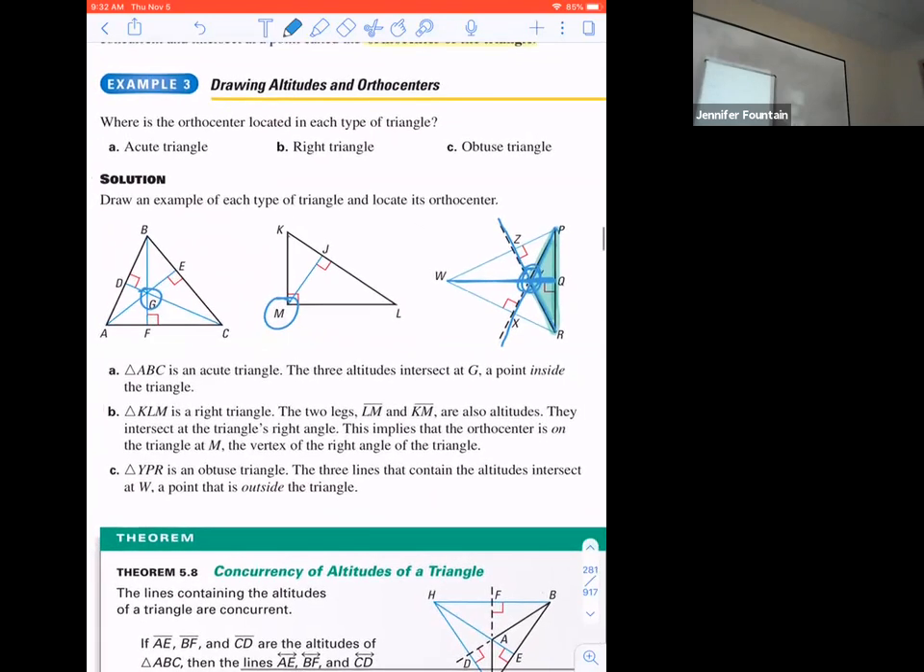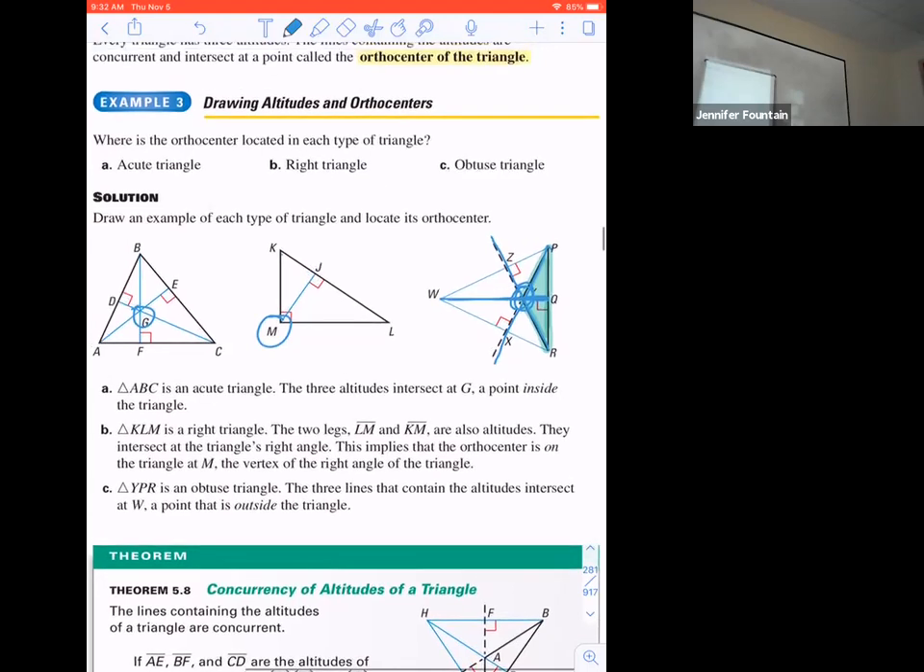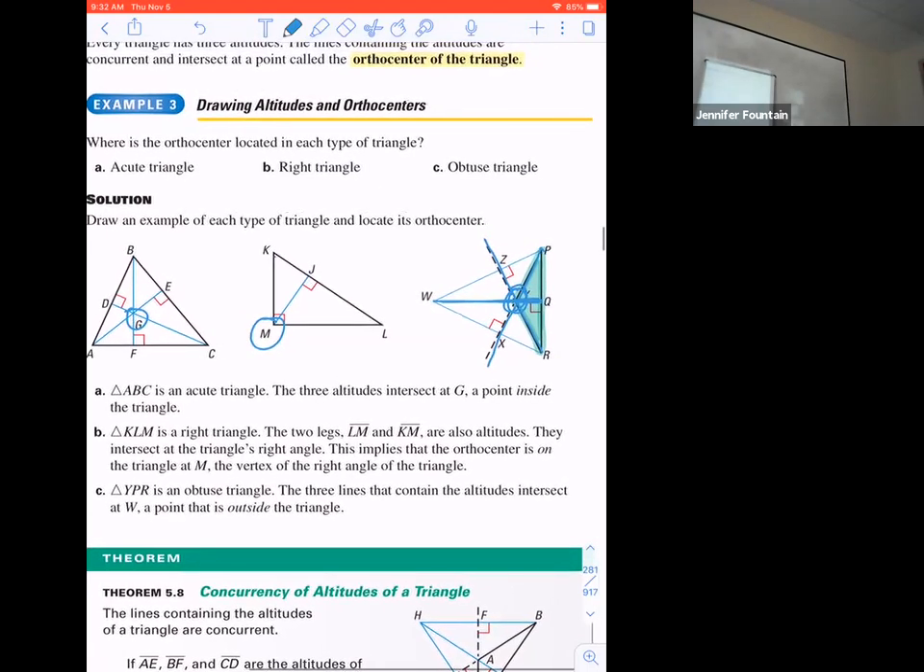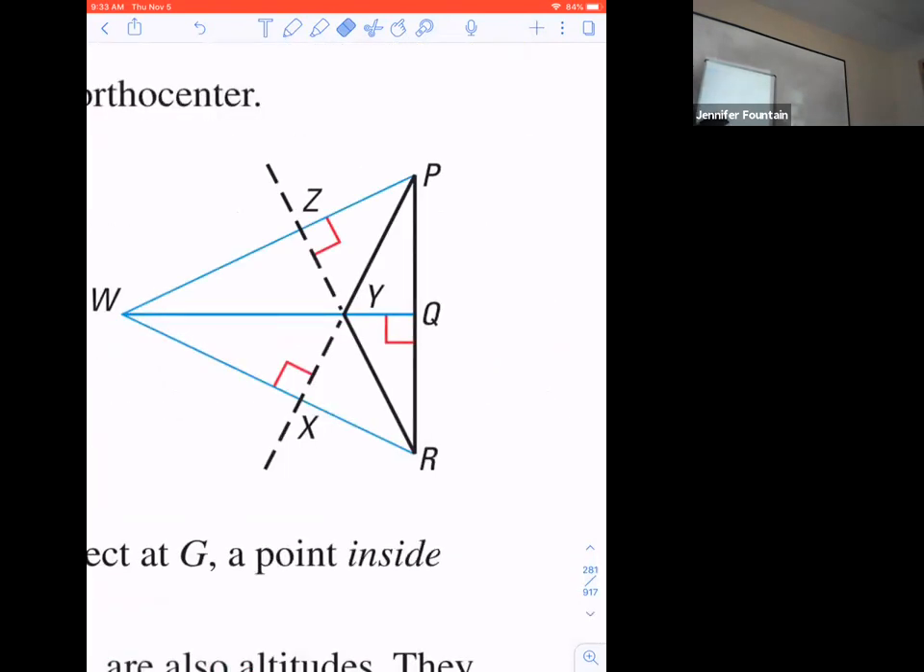Hold on. YPR is an obtuse triangle. The three lines that contain the altitudes intersect at W. Hold on a second, let me look at that one, because YPR is interesting. The three lines that contain the altitudes intersect at W.